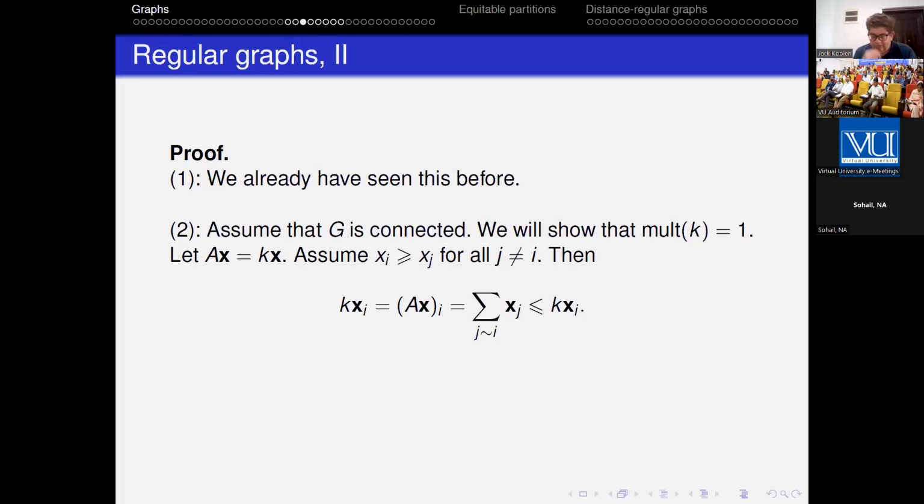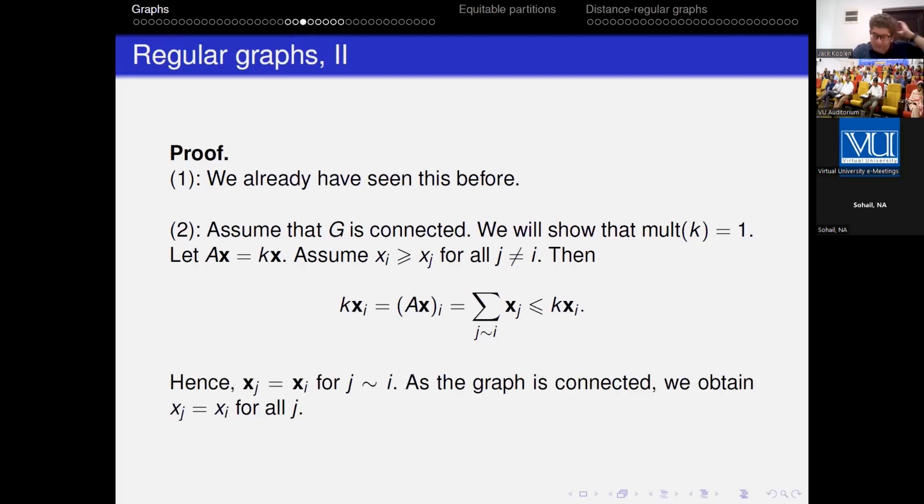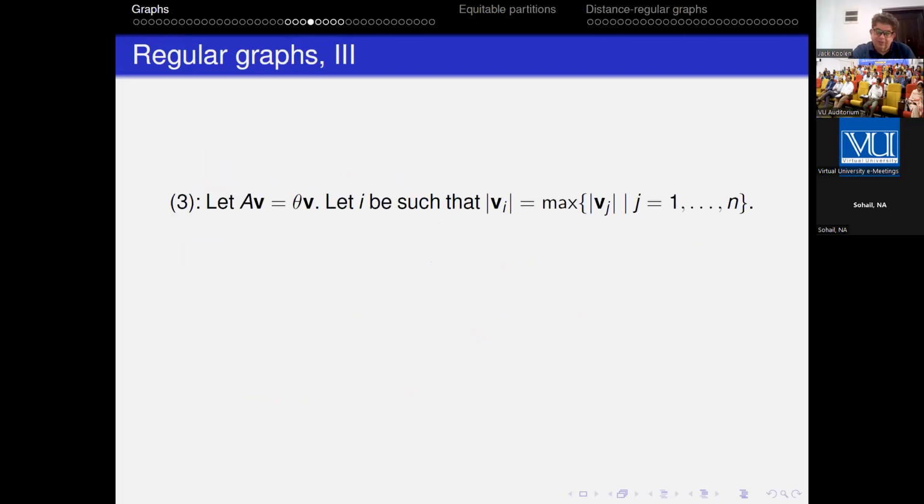Then you can see that you have this equality. Yes, we already have seen this kind of equation before. And hence Xj is Xi for j adjacent to i. So as the graph is connected, we obtain that Xj must be Xi for all j and i. Yes, for all j.